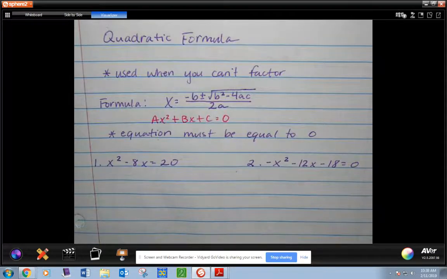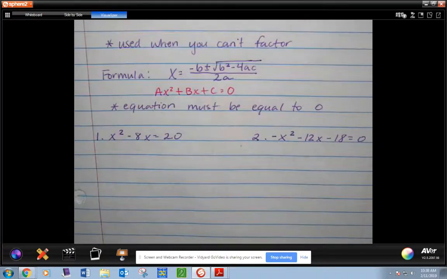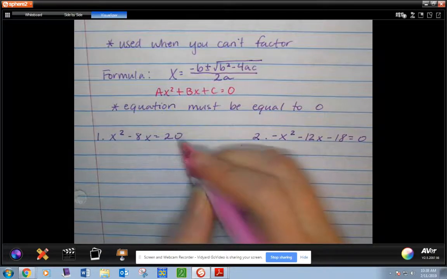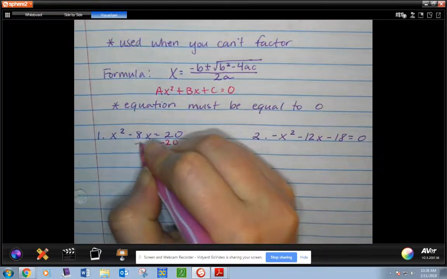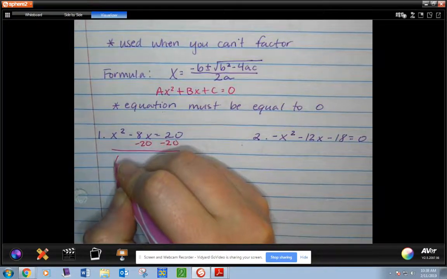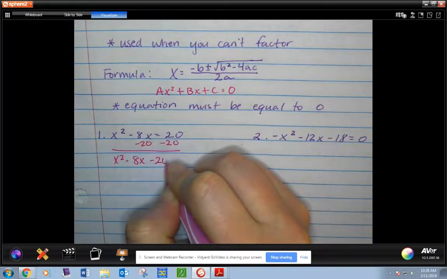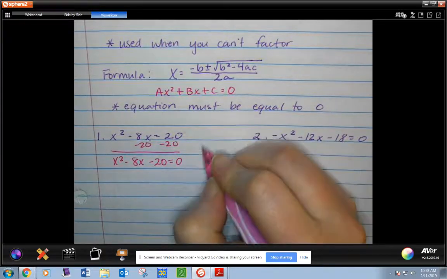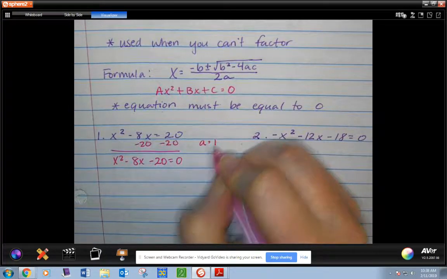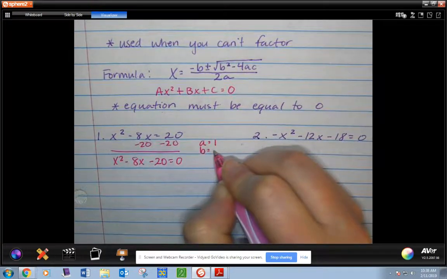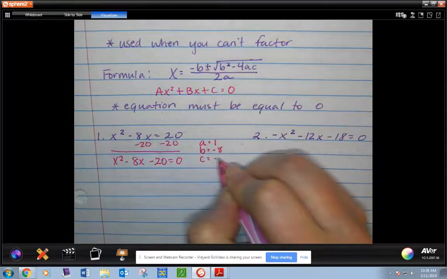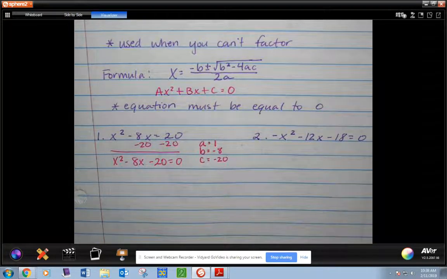So first thing I'm going to do, look at my problem 1. I have x squared minus 8x equals 20. This is not equal to 0, so I'm going to subtract 20. That gives me x squared minus 8x minus 20 equals 0. Now I'm going to come over here. I know a is 1 because that's what's with x squared. b is negative 8, and c is negative 20.